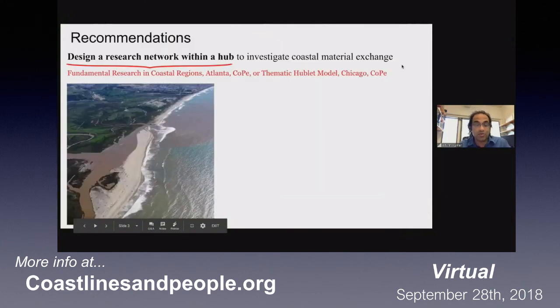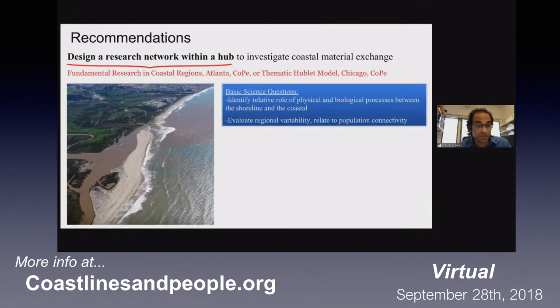So the recommendation over here is not to design a hub, but to design a research network within a hub to investigate coastal material exchange. This could become a part of a hub, like fundamental research in coastal regions, which was pitched in the Atlanta COPE, or it could be one of the hublets for the thematic hublet model, which was pitched in Chicago. The basic science question which this research network would address is the relative role of physical and biological processes occurring between the shoreline and the coastal waters, and then evaluate regional variability in the coastal US, and then relate it to population connectivity.